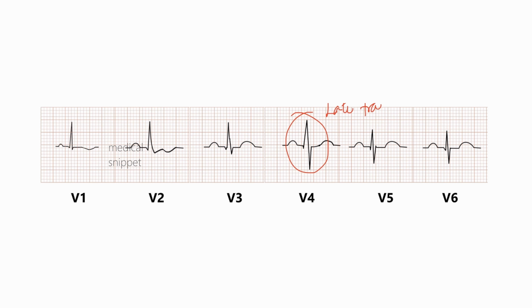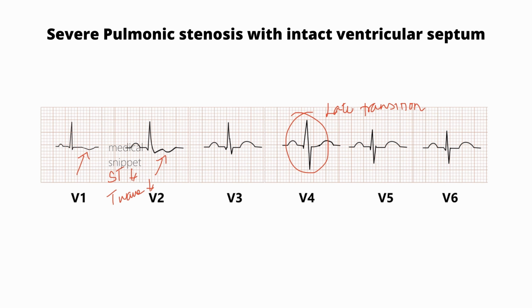When there is late transition of R wave with right ventricular strain pattern, that is ST depression and T wave inversion in V1 to V3, it denotes the RV pressure is suprasystemic. RV pressure can become only suprasystemic when there is absence of a VSD. So it is a case of severe pulmonary stenosis with intact ventricular septum.